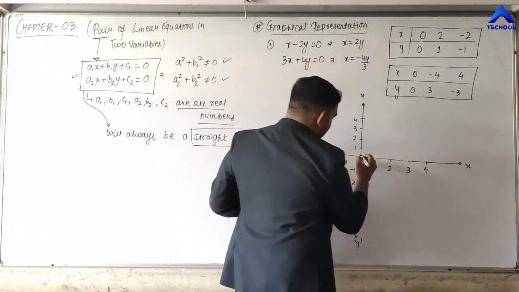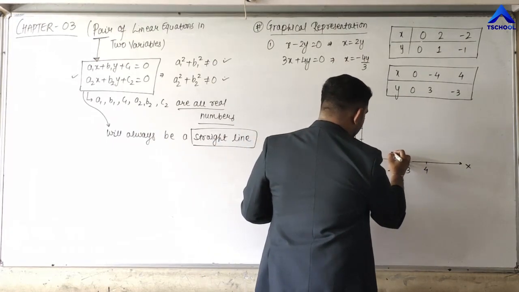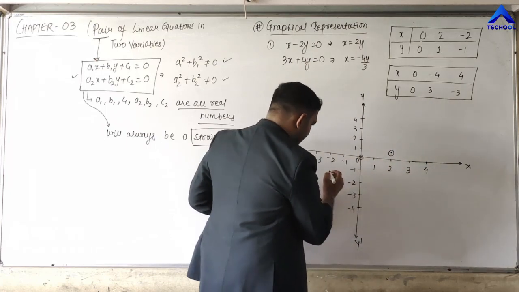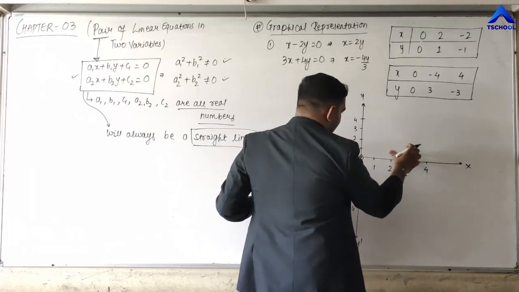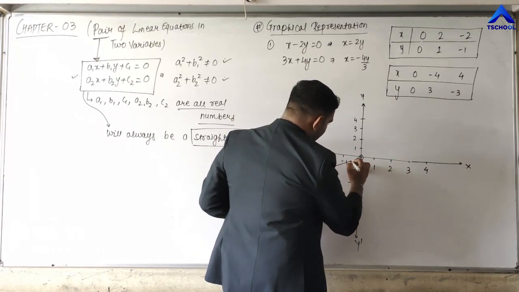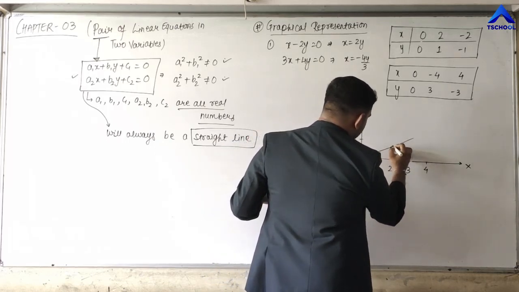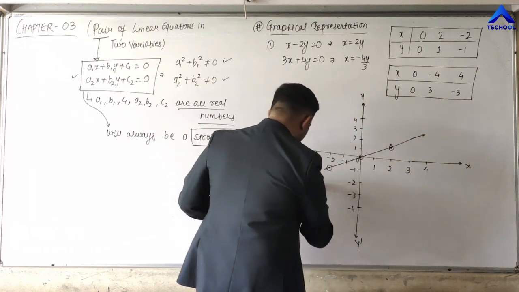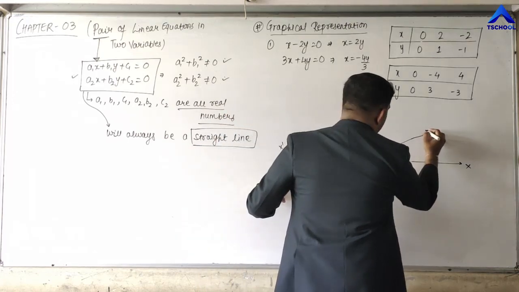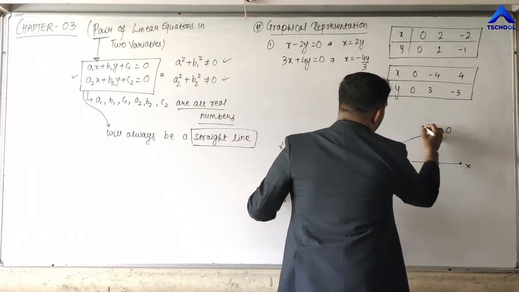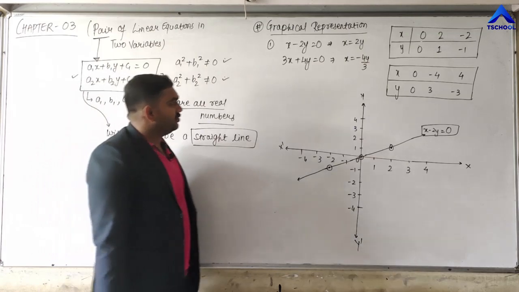So let us start with the first one, that is (0, 0), this point. Then that is (2, 1). So here you will get a point like this, (2, 1), and here you will get a point like this, (minus 2, minus 1), right? So if I draw a line through these, I shall get a line like this. That is my line x minus 2y equal to 0, right? So that is the first one, x minus 2y equal to 0.